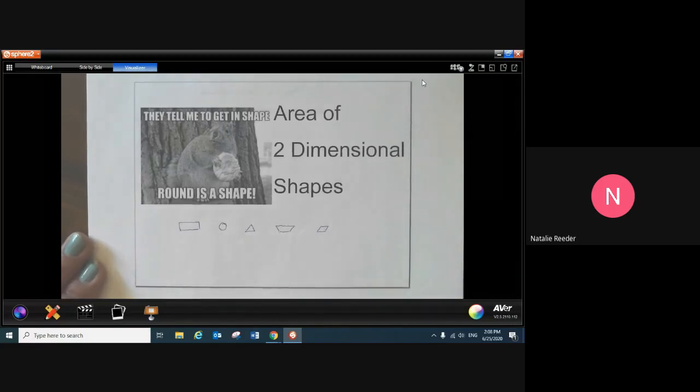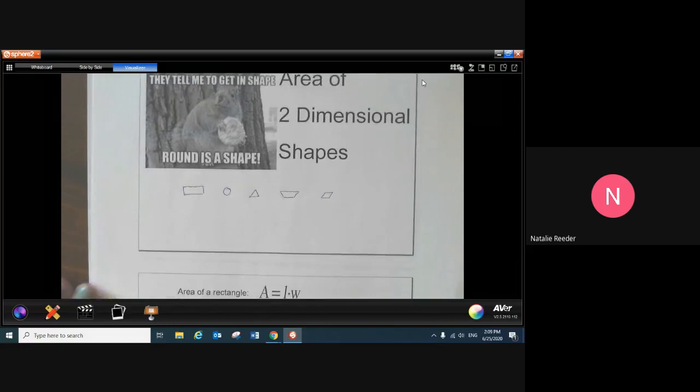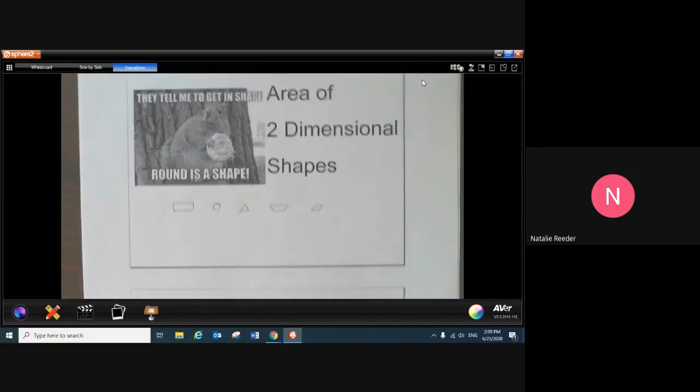So basically, to find all of these areas, we are going to follow formulas. And the formulas are always going to be given. I will show you the formula sheet at the end of the lesson.